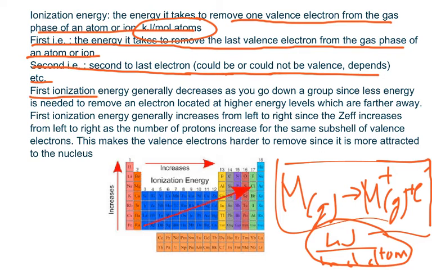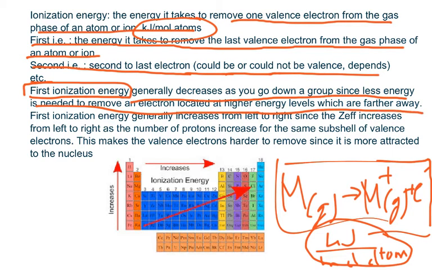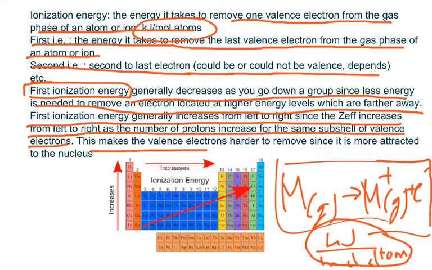So ionization energy, and we're talking about first ionization energy specifically, generally decreases as you go down a group, since less energy is needed to remove an electron located at higher energy levels, which are farther away and less attracted to the nucleus. First ionization energy generally increases from left to right, since the Zeff, or the effective nuclear charge, increases from left to right as the number of protons increases in the same sublevel of valence electrons. This makes the valence electrons harder to remove, since they are more attracted to the nucleus.